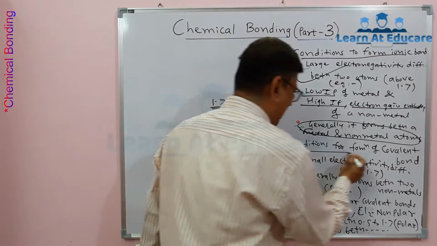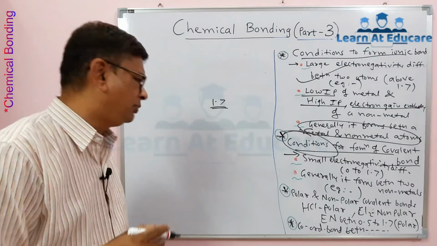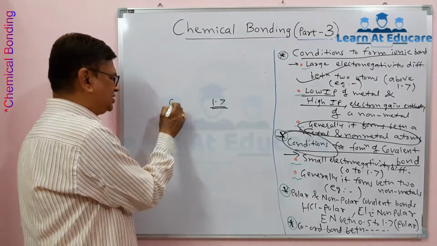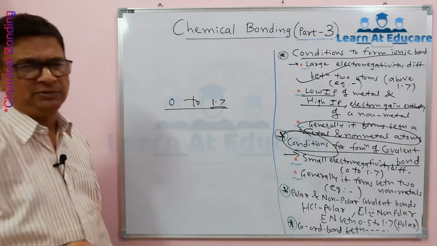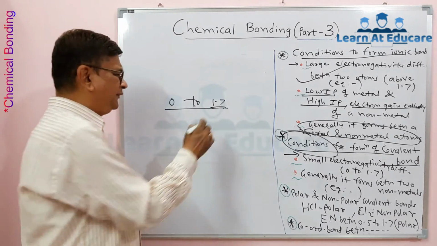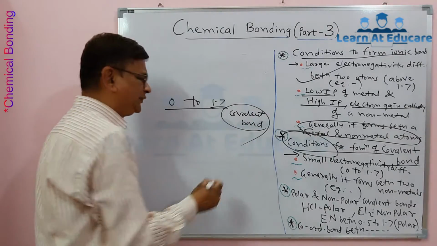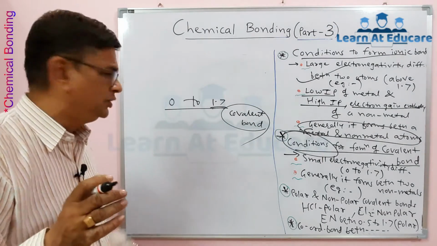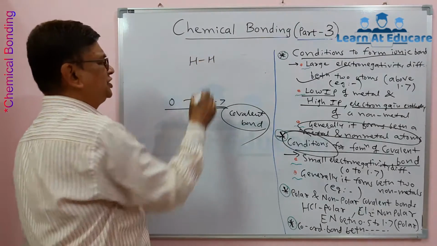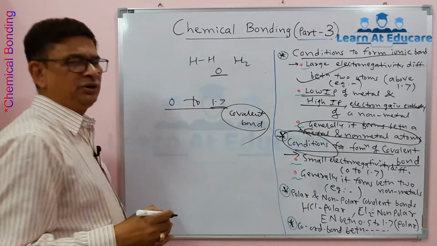Now we will see how a covalent bond is formed, that is, what the conditions are for the formation of a covalent bond. Generally there should be a small electronegativity difference, in the range 0 to 1.7. If it is 0 to 1.7, then it will form a covalent bond. So a covalent bond is formed between two atoms if their electronegativity difference is 0 to a maximum of 1.7. For example, the hydrogen-hydrogen covalent bond present in the H2 molecule has 0 electronegativity difference.